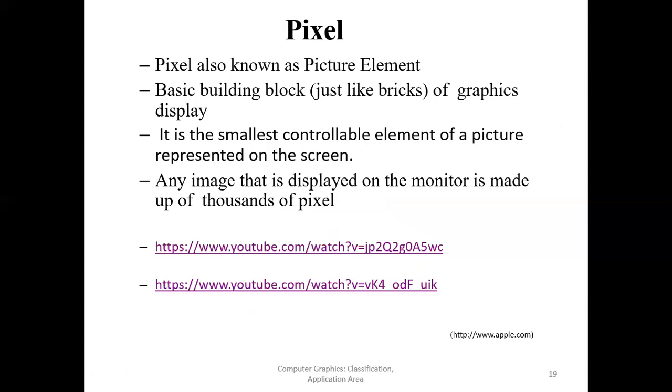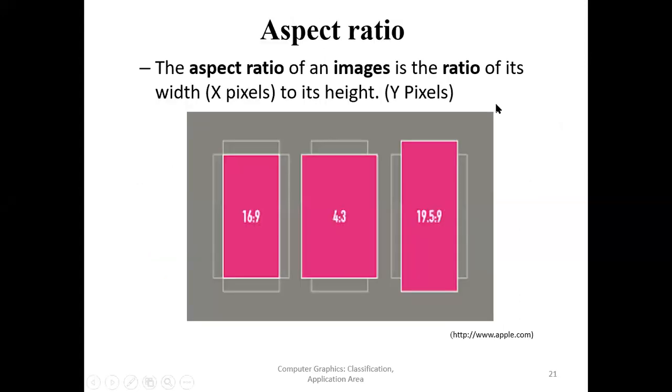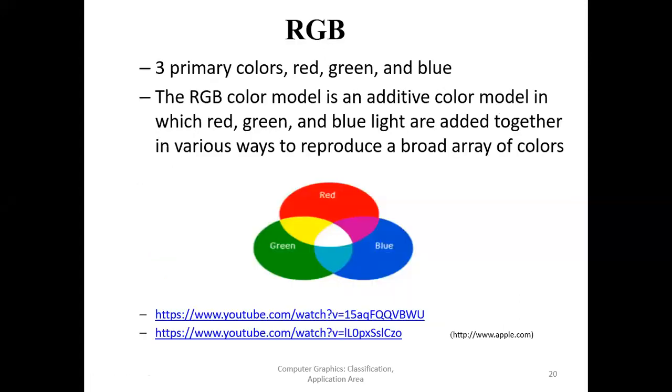I hope that you understand now what a pixel is and how pixels are related to screen resolution, and at the same time how the size of the screen also matters. Now the next one is called RGB. So what is RGB?